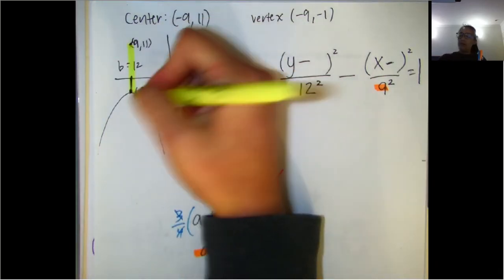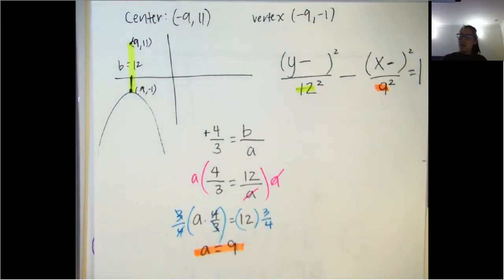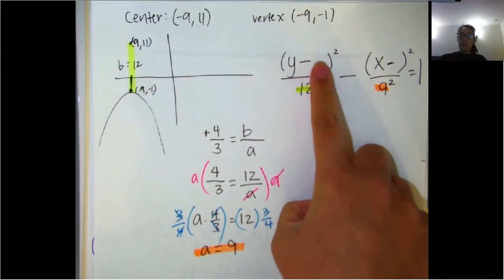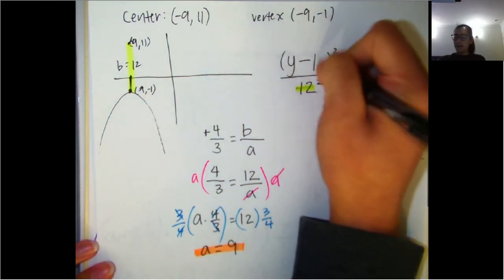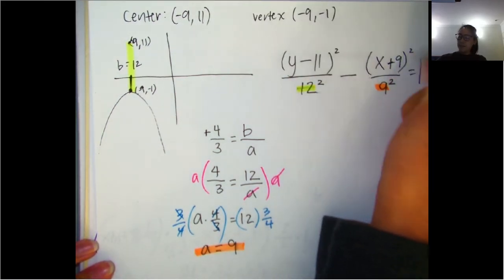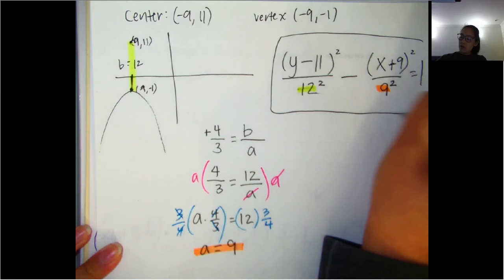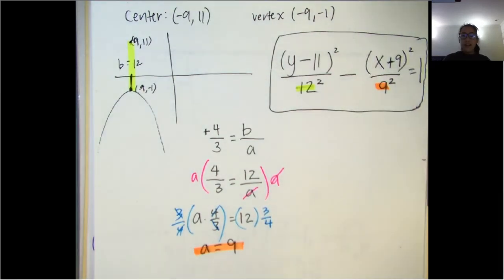Oh, and this 12 was from here, so we highlight that. All right. What do we put in for the y minus and the x minus? What do we put in for those blanks? Well, we put in the center, and we were given the center that was -9, 11. So we do y minus 11 and x plus 9. And there we have it, our equation of a hyperbola in standard form. Happy day.